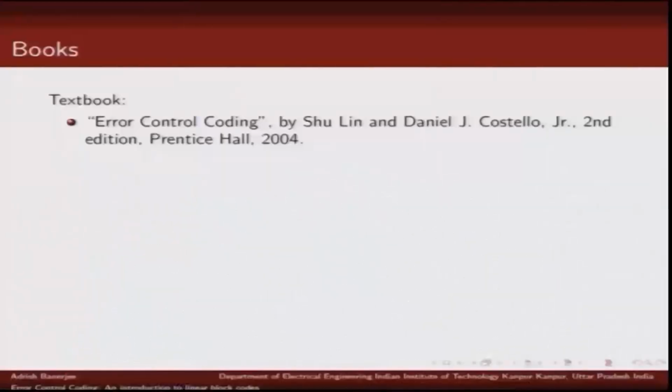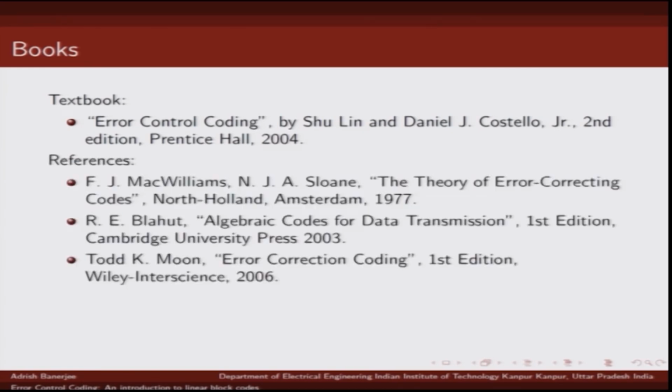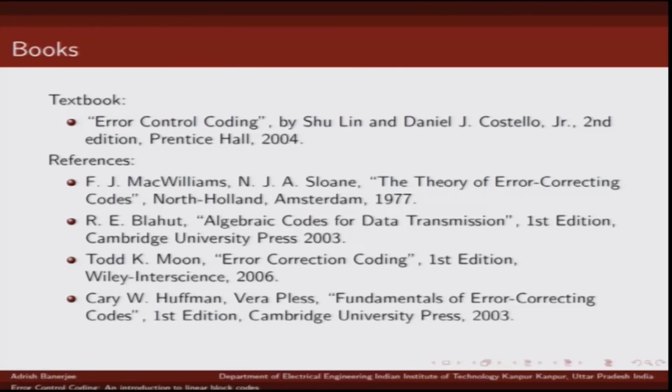Before I start my lecture, I would like to talk about the books that we are going to use for this course. So we are going to follow this book, Error Control Coding by Lin and Costello. It's the second edition of this book. We are going to follow this book as our textbook. And there are some very nice books which you can use as a reference book. For example, this book by Sloane and MacWilliams is a very nice book on block codes. You could also follow this book by Blahut on algebraic codes for data transmission.